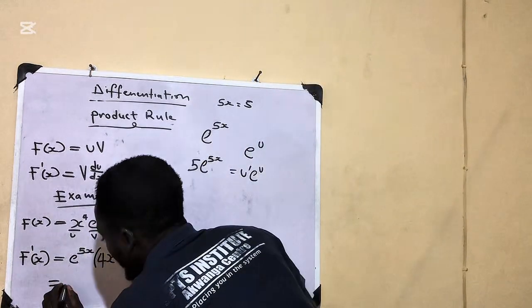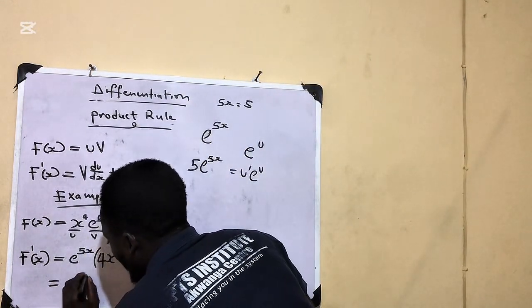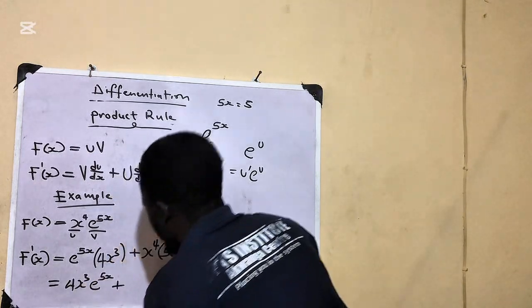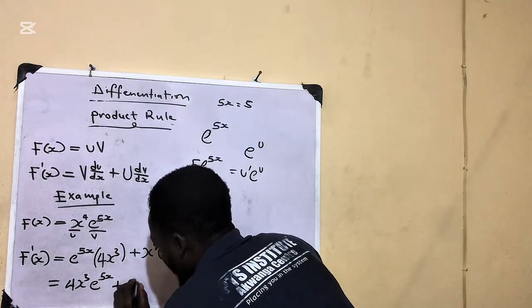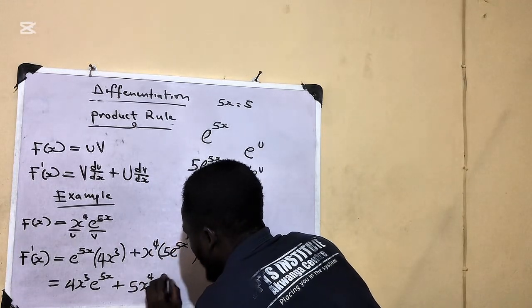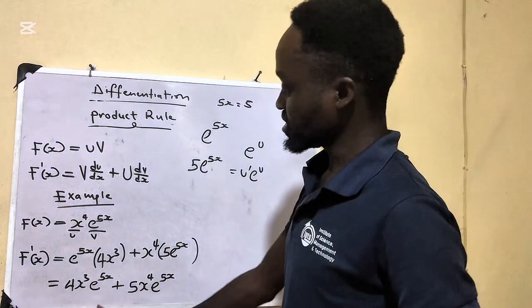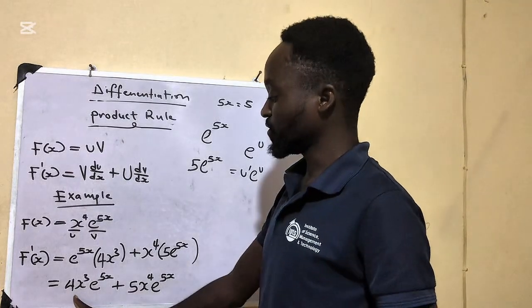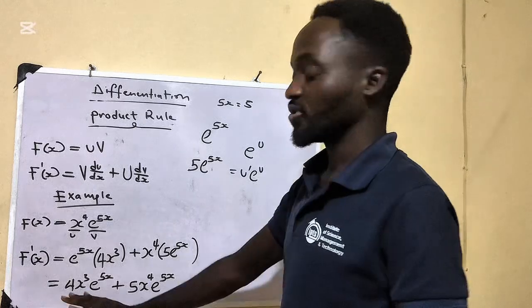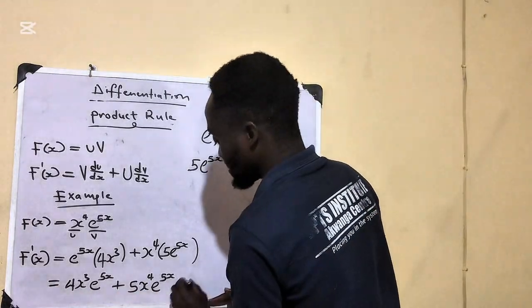So we are going to have 4x to the power of 3 times exponential 5x, then plus 5x to the power of 4 exponential 5x. Okay, so this is the answer. But from here you can even factor out exponential 5x since we have the same term here, but you can also leave it like this as the final answer.